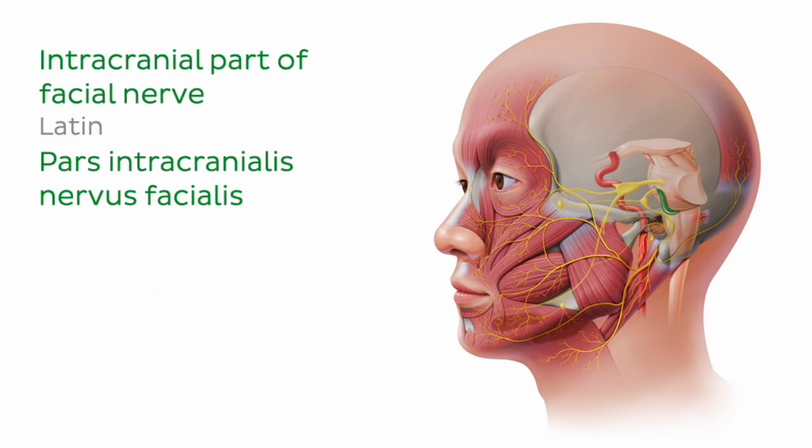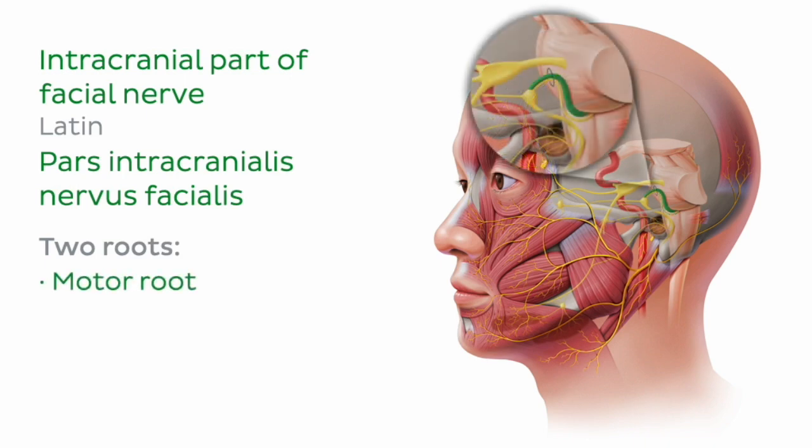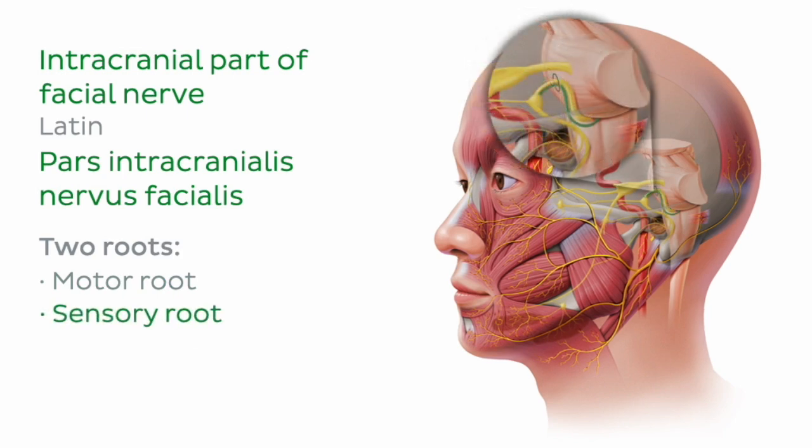The other thing that's important to note when we're talking about the intracranial part of the facial nerve is that it actually has 2 roots. And you can see the first one of these on the right here, highlighted in green, the motor root. And the second root that it has is the sensory root, which is also known as the intermediate nerve. And they travel together through the internal acoustic meatus, as you can see on the right in the breakout.